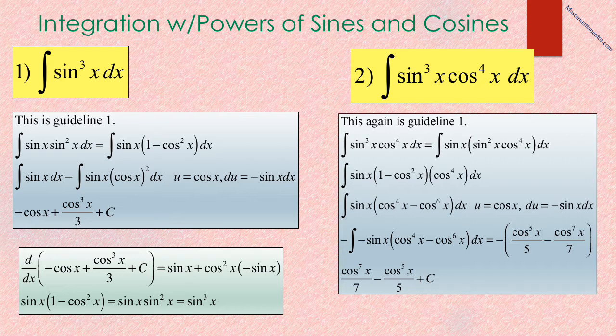And when we integrate, we get negative quantity cosine to the fifth of x over 5 minus cosine to the seventh of x over 7. Final answer is cosine to the seventh of x over 7 minus cosine to the fifth of x over 5 plus c. We will leave the check, if you care to do it, to you.